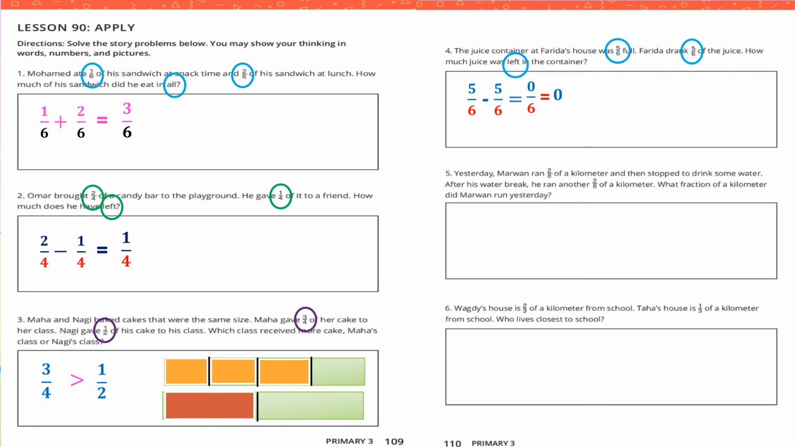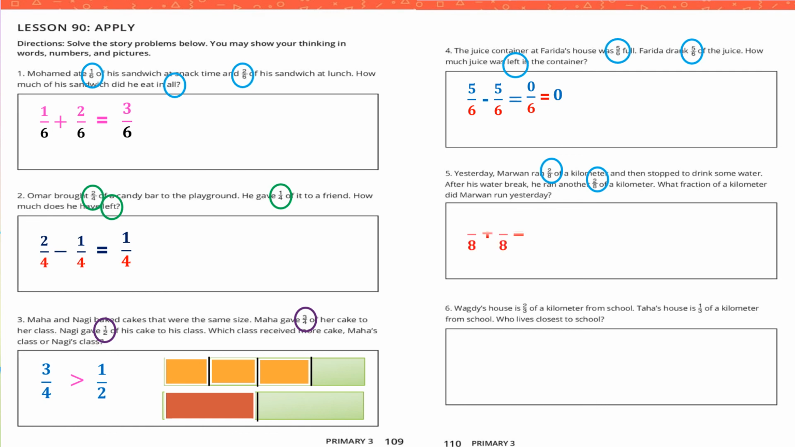Number 5. Yesterday Marwan ran 2 over 8 of a kilometer and then stopped to drink some water. After his water break, he ran another 2 over 8 of a kilometer. What fraction of a kilometer did Marwan run yesterday? Make circles on the fractions here. It means all the distance he ran. All the distance, it means plus.